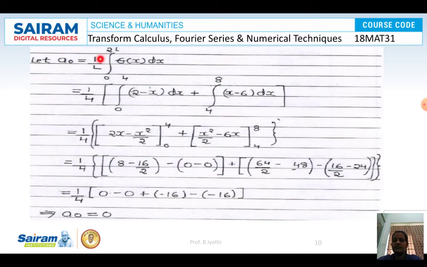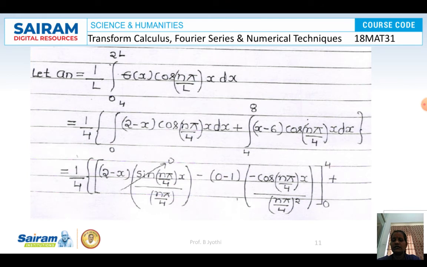And a0 is given by 1 by L integral 0 to 2L f of x dx. That is, L value is 4, and f of x when we take 0 to 4 is 2 minus x, when we take 4 to 8 it is x minus 6. So when we integrate it, 2x minus x² by 2 from 0 to 4, and x minus 6 when we integrate, x² by 2 minus 6x, from 4 to 8. After simplification and substitution of the limits, we get a0 equal to 0.